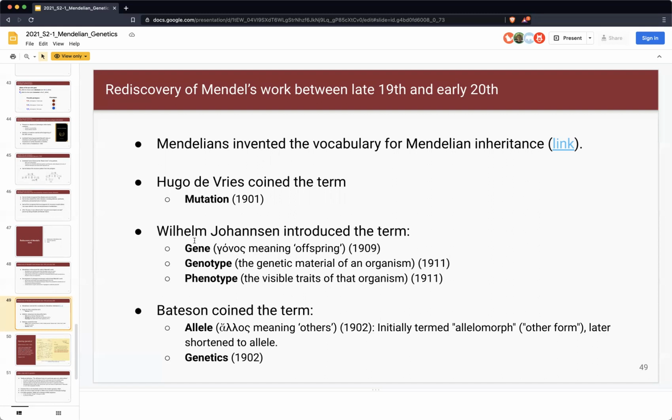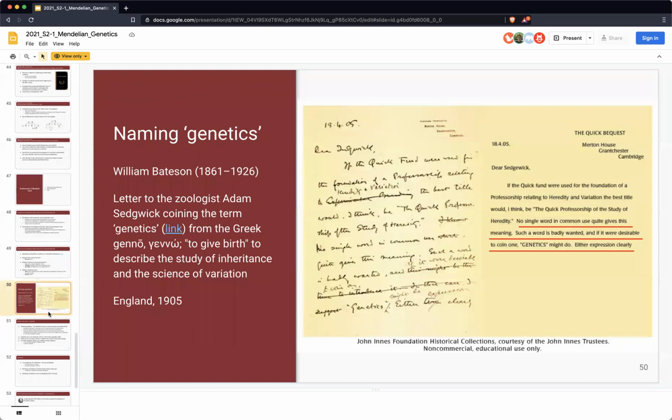And Wilhelm Johannsen introduced the terms gene, meaning the offspring, genotype, the genetic material of organisms, and phenotype, the visible traits of those organisms. And William Bateson also coined the term allele, and also genetics as well. Okay, so that was one of the early letters you might want to read.